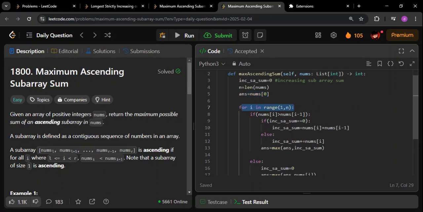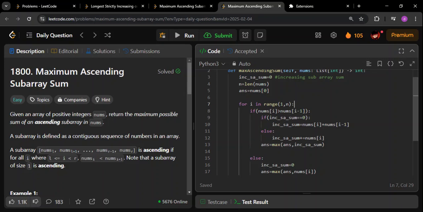See, I'm going through each index from 1 to n minus 1. I'm skipping the 0th index. You will ask me why. See, the idea here is for every i, I'm going to compare it with its previous element. So for every i, nums of i will be compared with nums of i minus 1. For that reason, I'm starting with index 1 and I'm going till n minus 1.